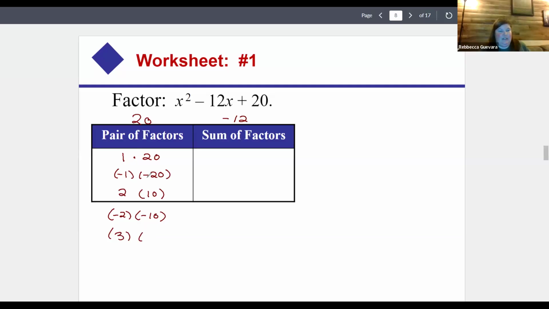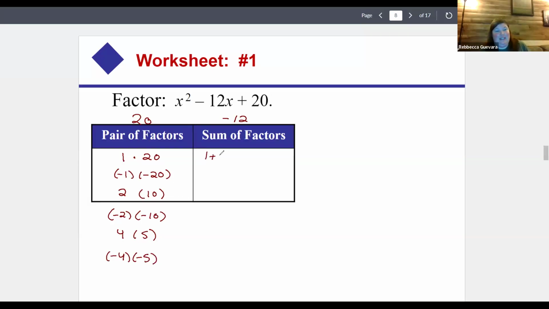Oh, 10. Sorry, that should have been 6. No, 20s. I'm doing 20s. Sorry, I was looking at the 12 suddenly. 5. I need the 5. So the other one would be 4 and 5, or negative 4, negative 5. All right, that's why you should be careful what you're looking at.